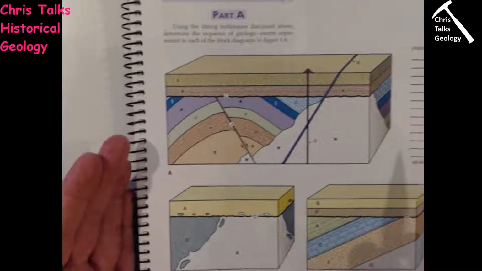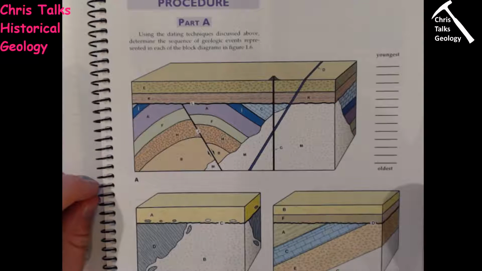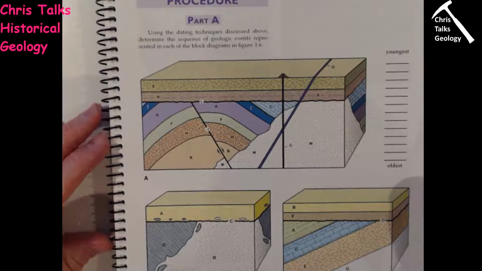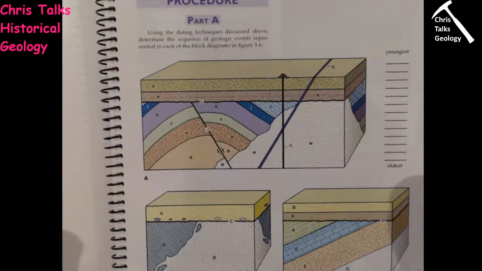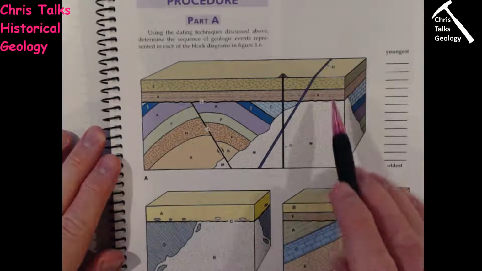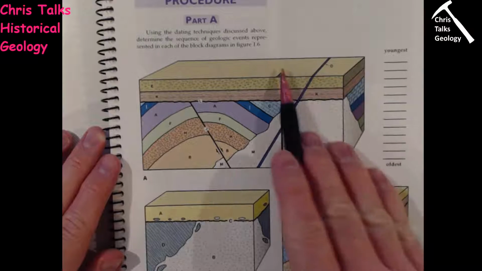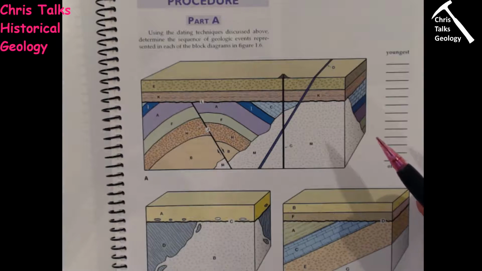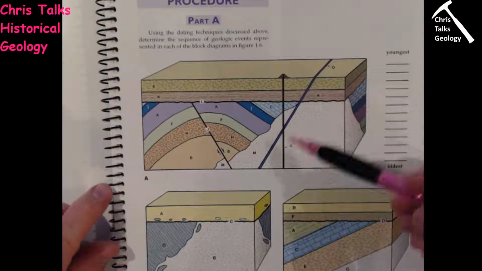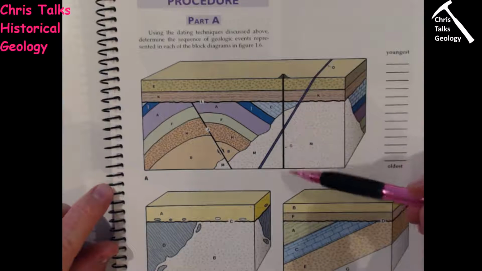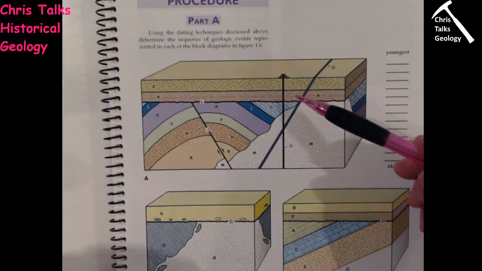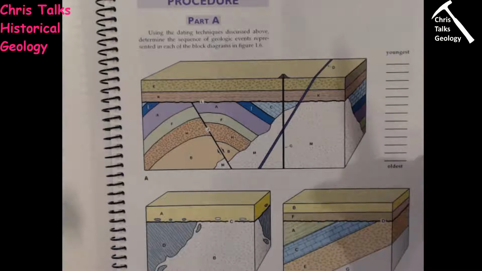Now, this diagram here is by far and away the most complicated. You can see we have multiple different layers. In this one the principle of cross-cutting relationships is going to be especially important. We can see that G and D cross-cut all rock layers, so they're going to be the youngest. Remember, the principle of cross-cutting relationships essentially says that if G cuts through all layers, then those layers must have been present before G was intruded. It just makes perfect sense, doesn't it?